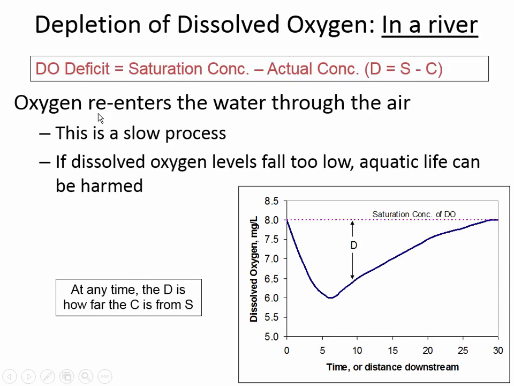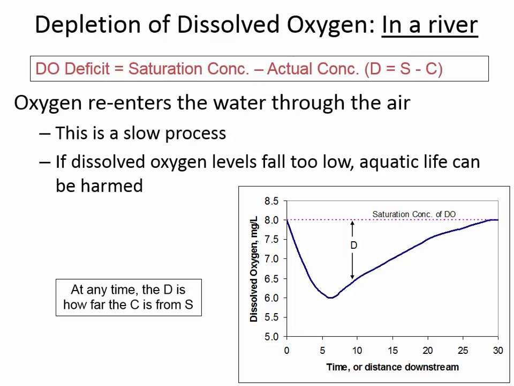As a reminder, oxygen re-enters through the air, and so that's why we see this deficit getting smaller over time, but it's a very slow process. And usually, the resupply of oxygen back into the water is a much longer curve than how long it takes for the bacteria to cause the dissolved oxygen to drop.